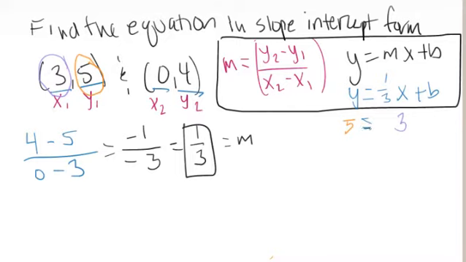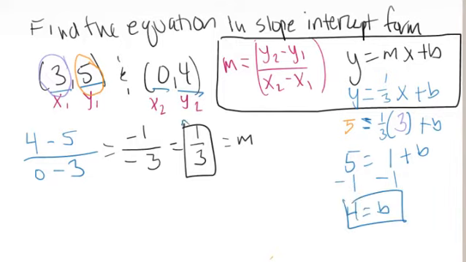Equals 1/3 multiplied by x plus b. Well, what's 1/3 times 3? That's going to become 5 equals 1 plus b. So we subtract 1, and we get 4 equals b.